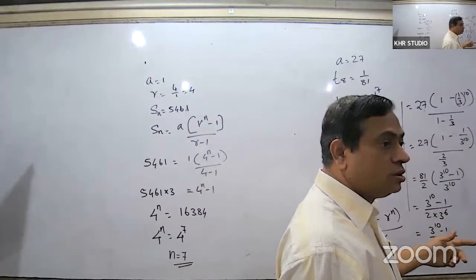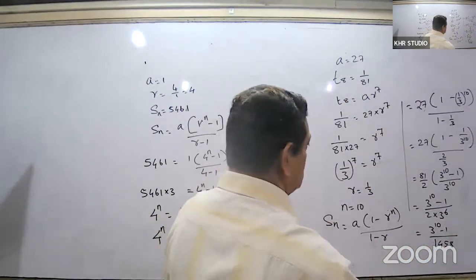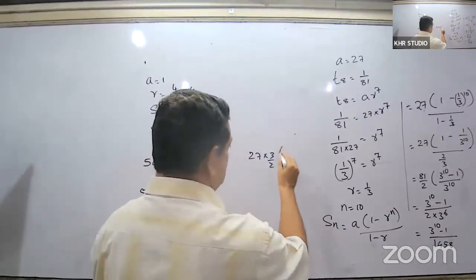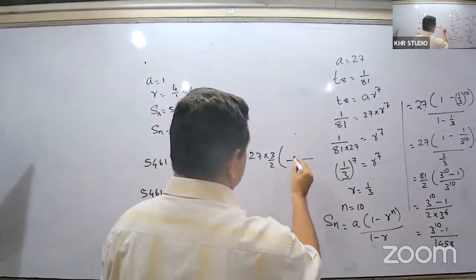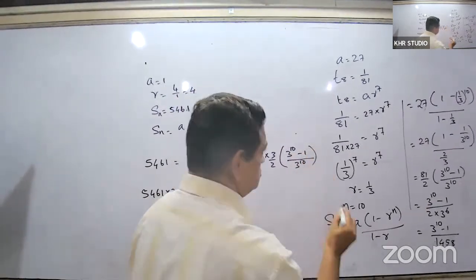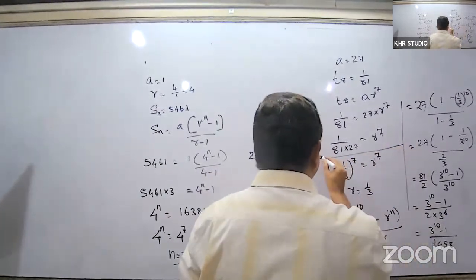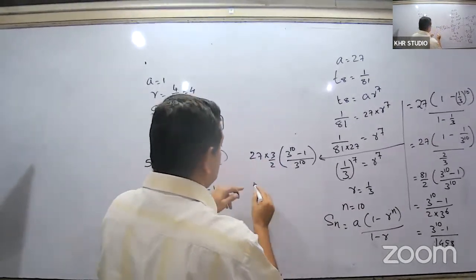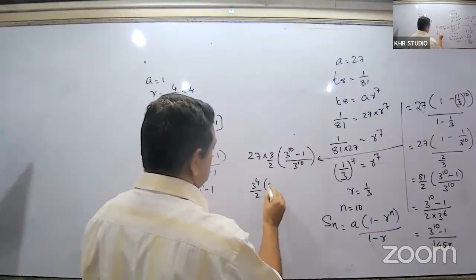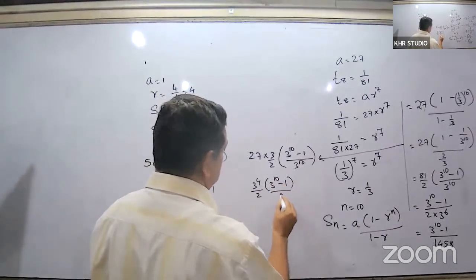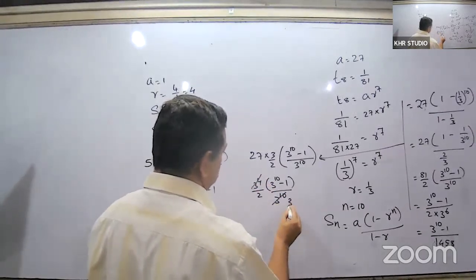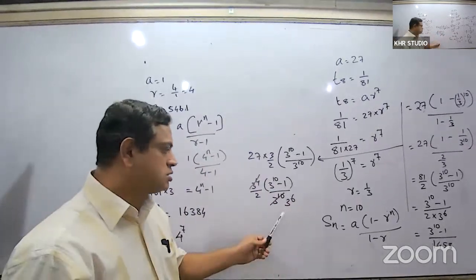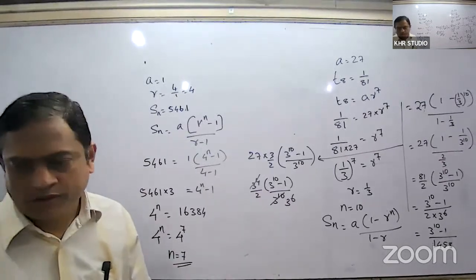Now, what have we done? Look, 27 into 3 by 2. That is okay. Then next, 3 raised to 10 is the LCM. So what will you get? 3 raised to 10 minus 1. Now this is 3 raised to 4 divided by 2 into 3 raised to 10 minus 1 upon 3 raised to 10. This is 4 times and 6 times, cancelled. 3 raised to 6 is 729 into 2, 1458. Okay?